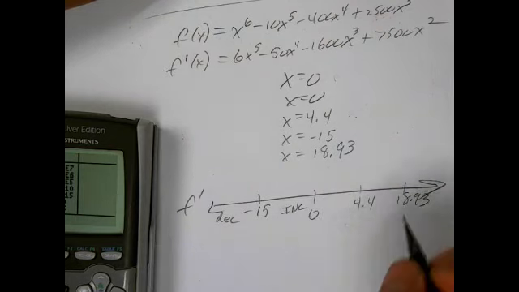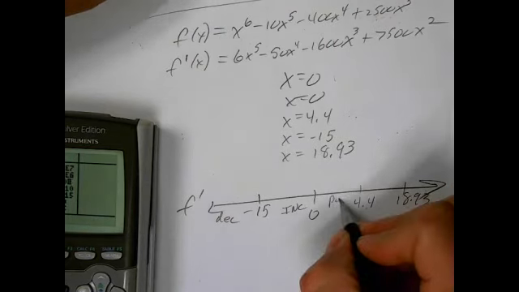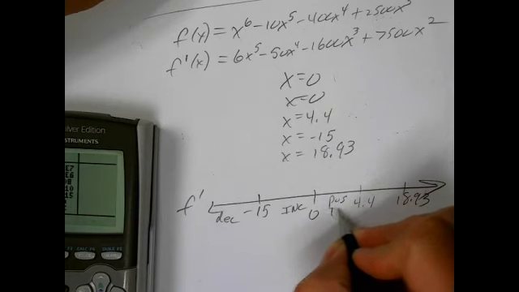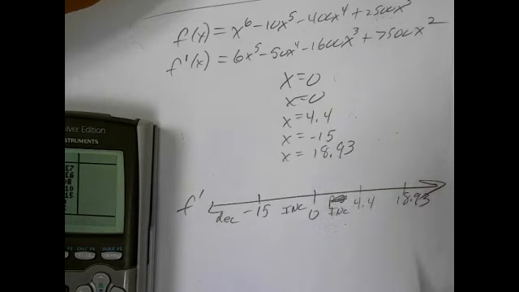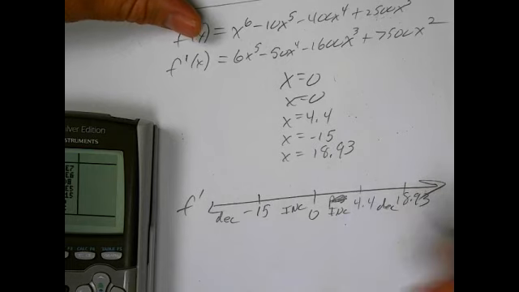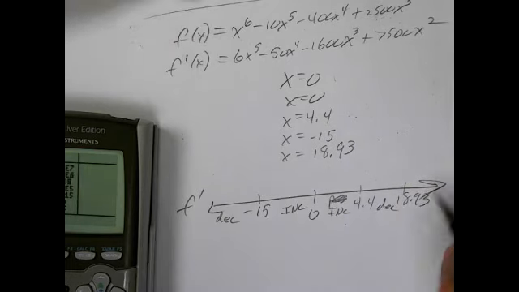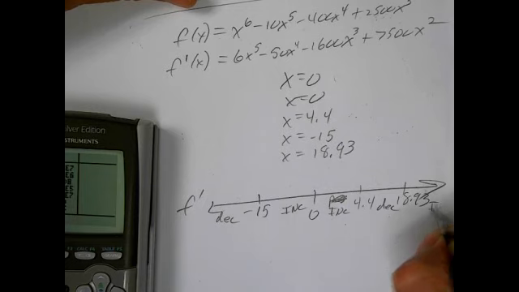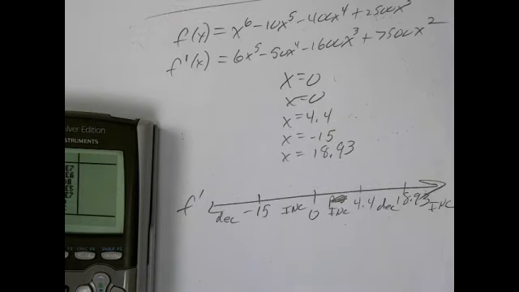Between 0 and 4.4, I'll put in maybe a 3, and that's positive, which makes it increasing, which is the main thing we need to note. Between 4.4 and 18, I could put in like maybe a 10, and it's negative, so it's decreasing. All right, and beyond the 18.93, I could put in maybe a 30, and it's positive again, so it's increasing again.